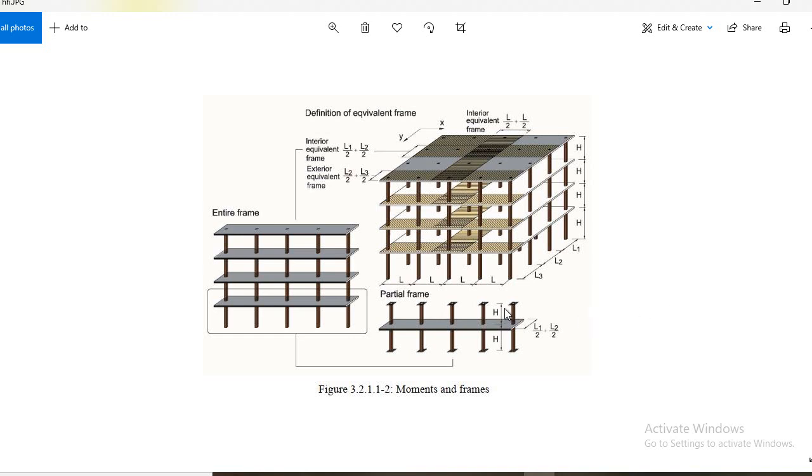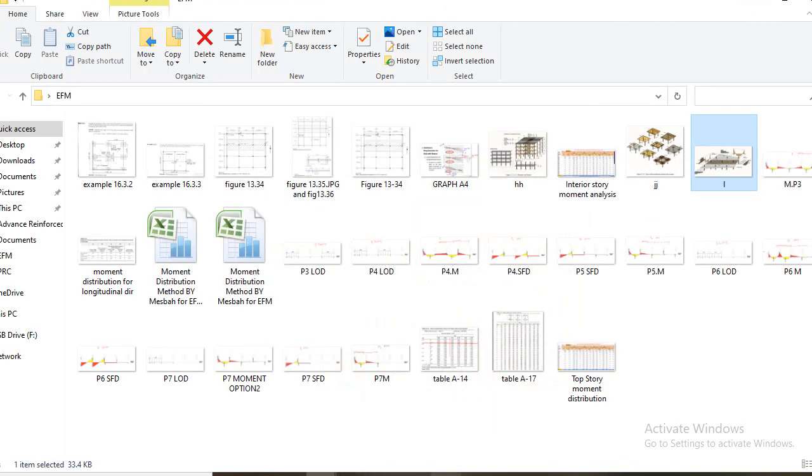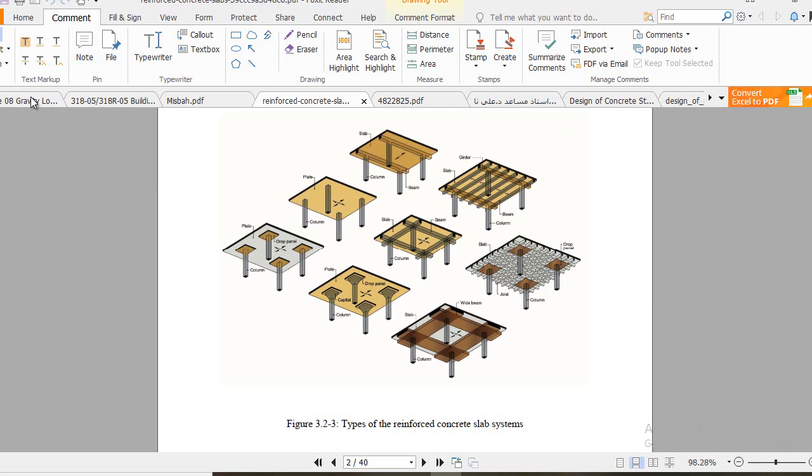Clear? Similarly, you can see this column. The column is also converted to an equivalent column. An equivalent column is a column whose stiffness is less than the actual column. Clear? So you will see the definitions of these terms. Let me share those concepts.